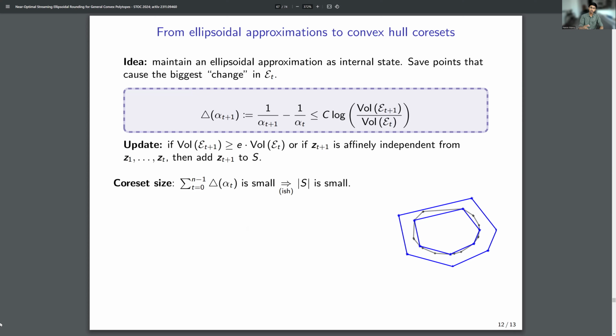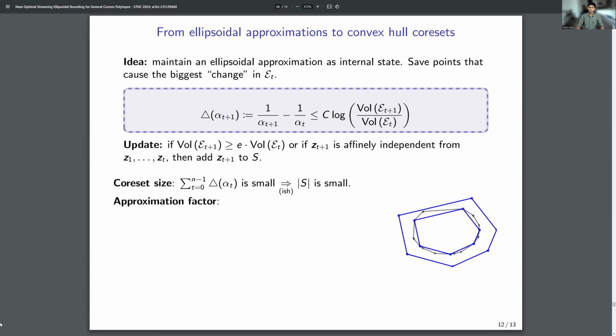We know from previously that the approximation factor of the ellipsoidal update rule is pretty small. And so if we're only choosing the points that basically cause a very large change in the approximation factor, and the total approximation factor was pretty small, then we couldn't have chosen that many points.